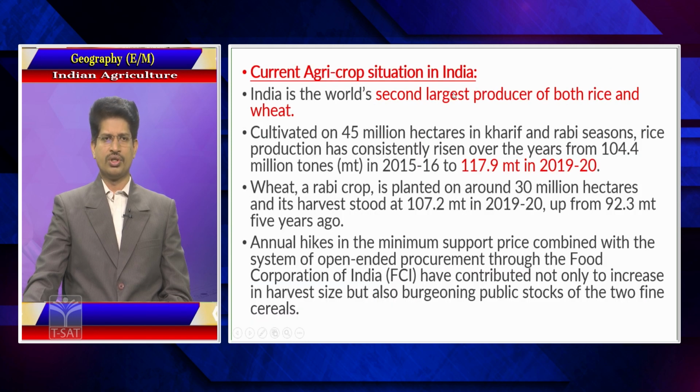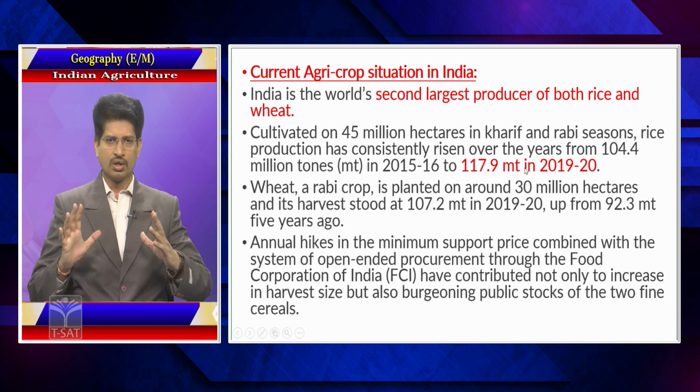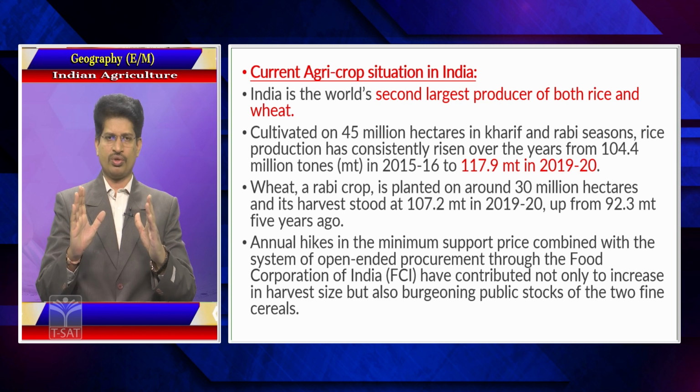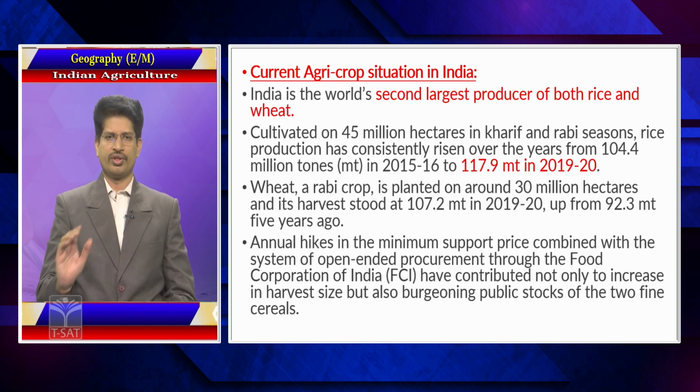Current agro crop situation in India. India is the world's second largest producer of both rice and wheat. Cultivation on 45 million hectares in Kharif and Rabi season, rice production has continuously risen over years from 1.4 million tons in 2015-16 to 117 million tons in 2019-20. So they may ask you the amount of millions of tons of rice being produced by India in these years. So you must be able to memorize certain data essential to answer certain questions.